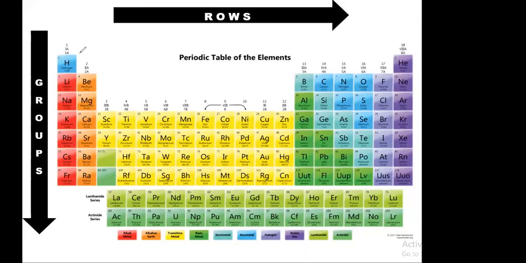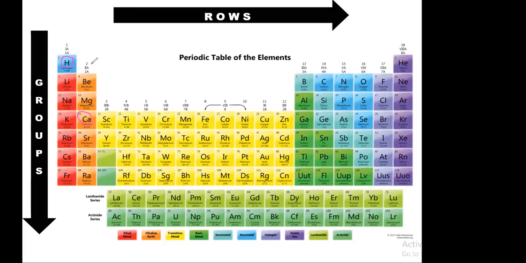Okay, so first of all, we look at the columns going from the top to the bottom, right? And those columns are, as you can see, this arrow over here, those are called groups. So if you look at hydrogen over here, hydrogen is in group 1 of the periodic table. And then if you look at calcium over here, calcium is in group 2 of the periodic table.